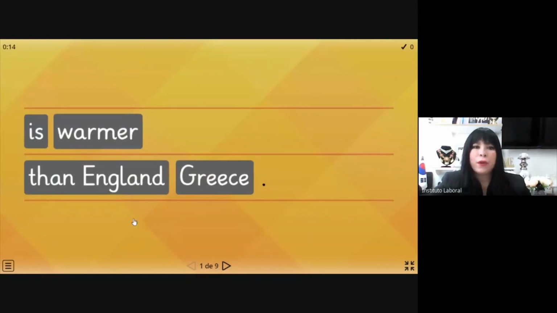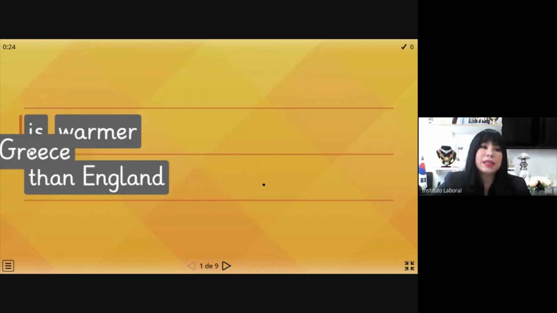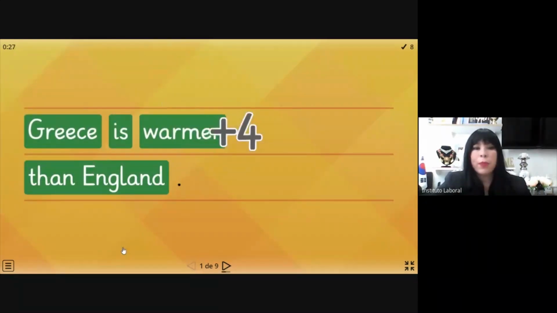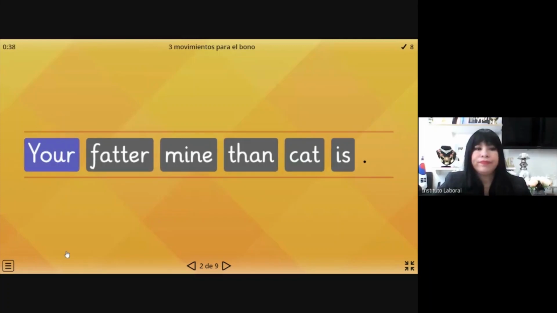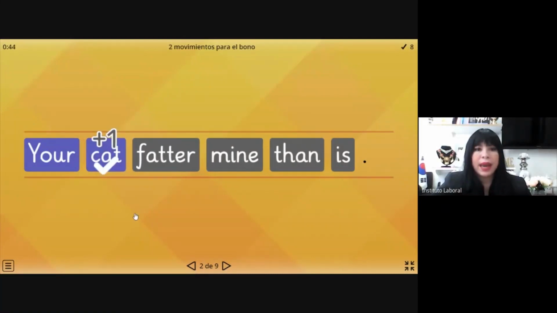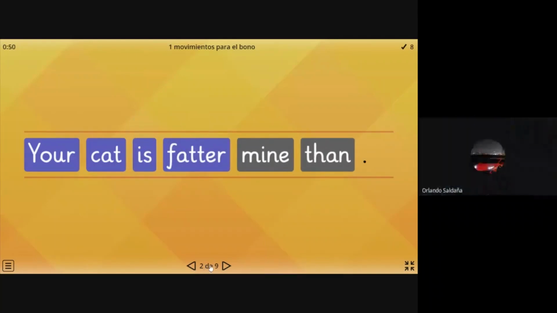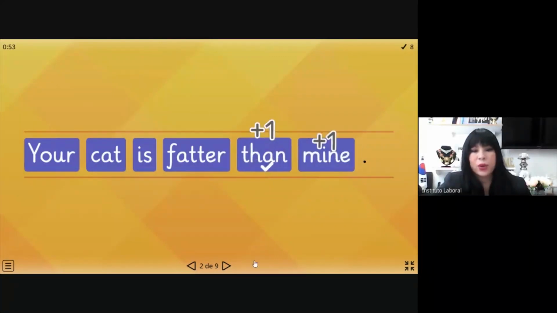So what would be the correct order of these words? How do we start? What is the subject of the sentence? Which is the first word? Greece is warmer than England. Perfect. Okay, what about this? Father, mine, than, cat, yours is. Your what? Your cat. It's an animal. Your cat, now the verb, is... farther than mine. Excellent. Very good. Your cat is farther than mine.